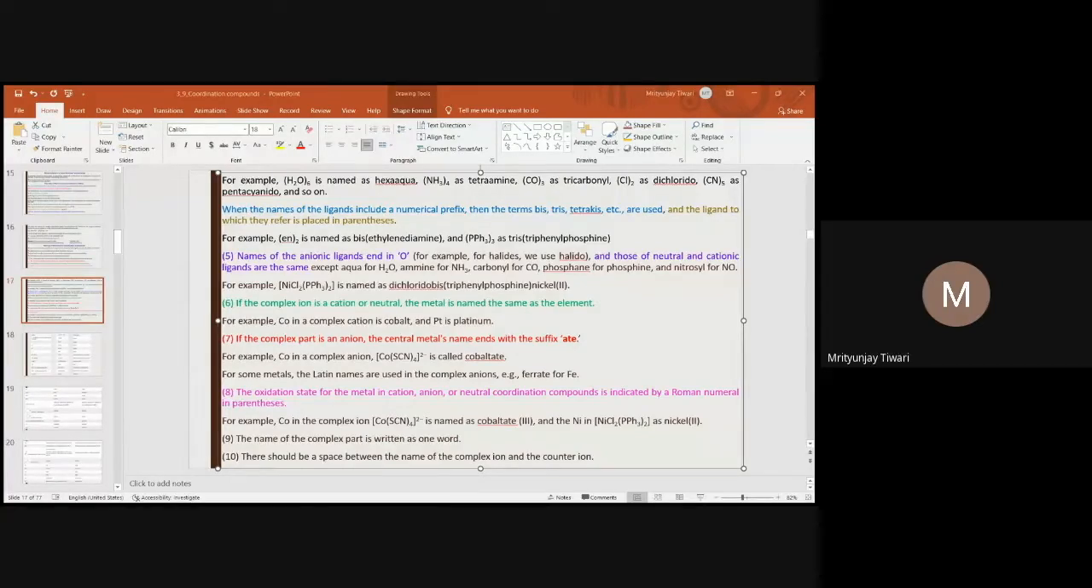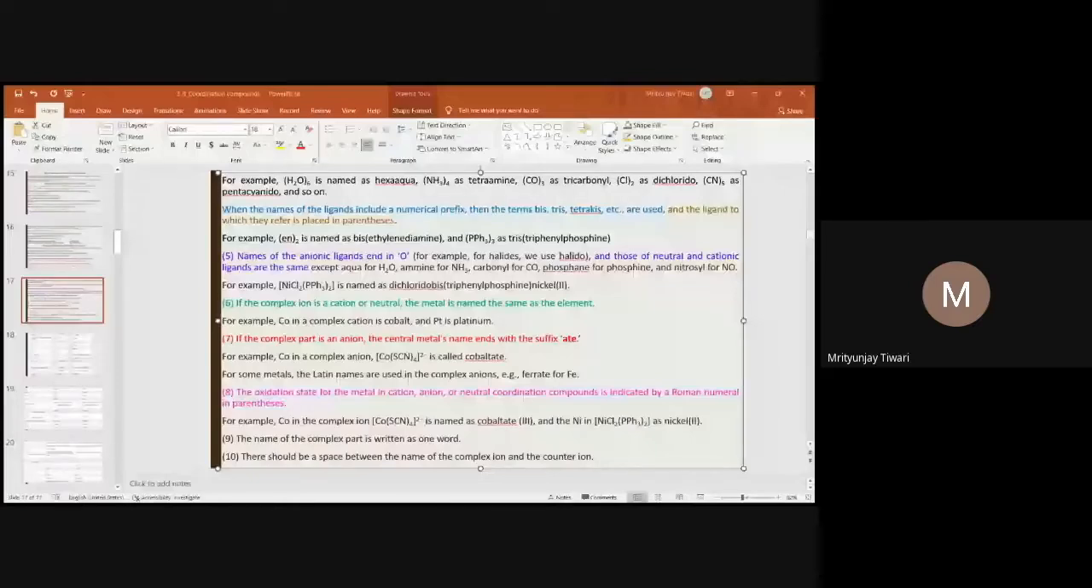If the complex entity is anionic, the metal's name ends with the suffix ate. Just to represent all the ions, we write ate, as in sulfate, nitrate, bromate, chlorate, to keep the similarity with IUPAC. However, for cations or neutral atoms, the metal names are not written with ate. The anionic radicals usually end in ate or ite. Ate usually represents more oxygen atoms if it contains oxygen, and ite represents fewer oxygen atoms.